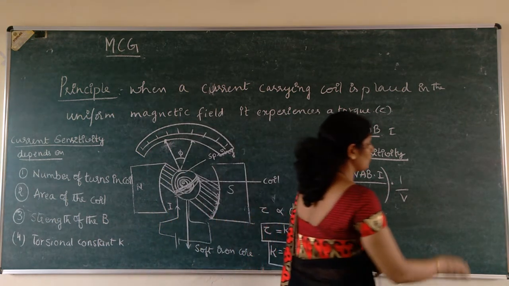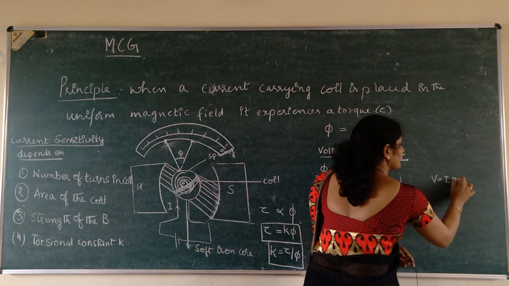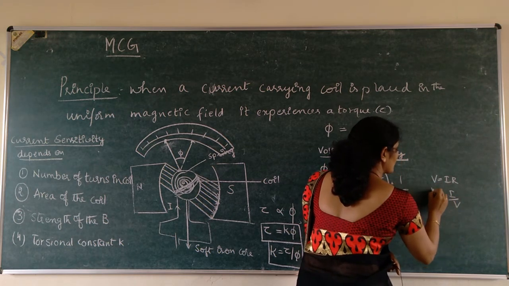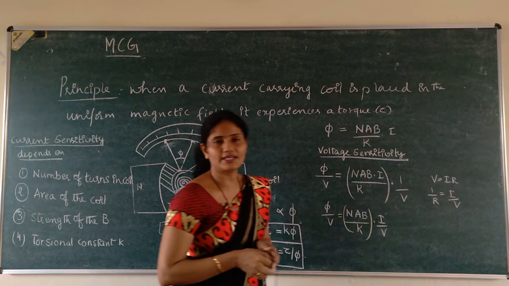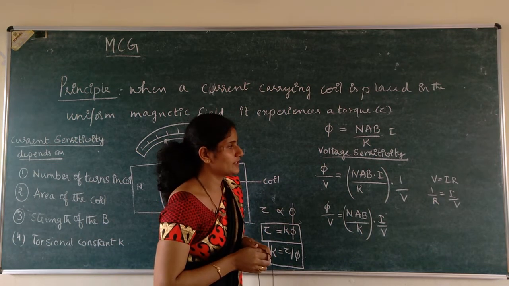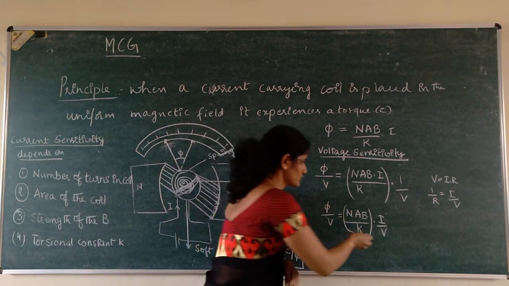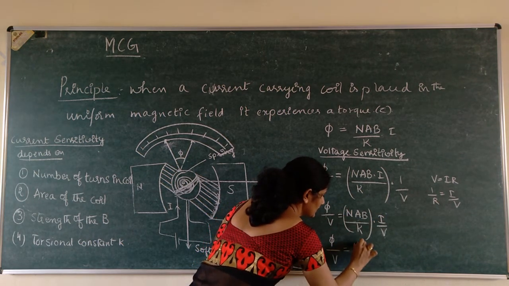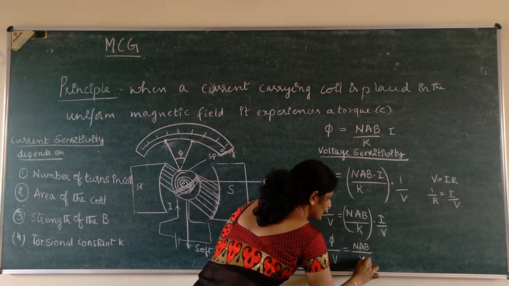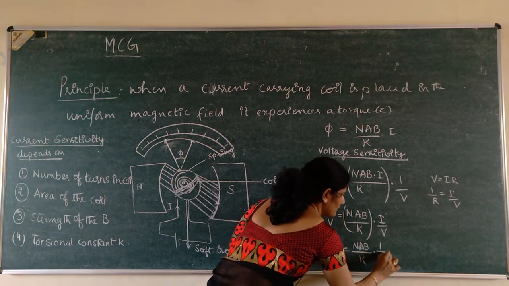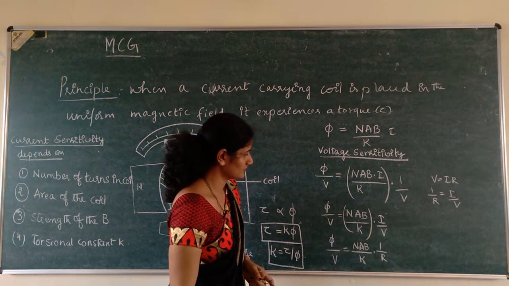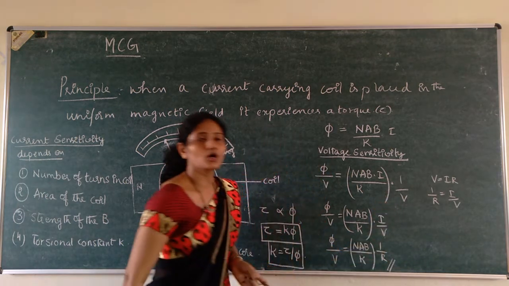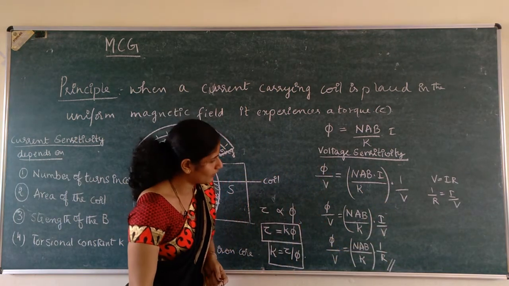We know that according to Ohm's law, V is equal to IR, or V by I is equal to R, therefore I by V is equal to 1 by R. So here I by V is nothing but 1 by R. So phi by V is equal to NAB divided by K into 1 by R. Right? So this is the expression for voltage sensitivity of the given galvanometer.